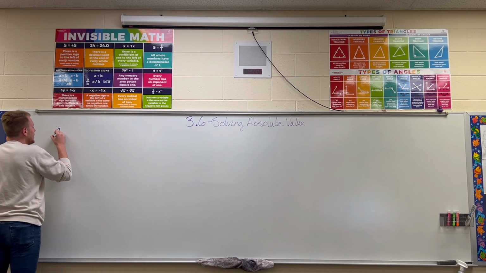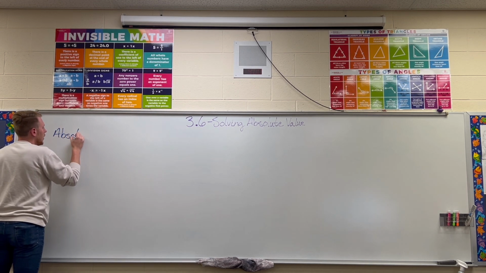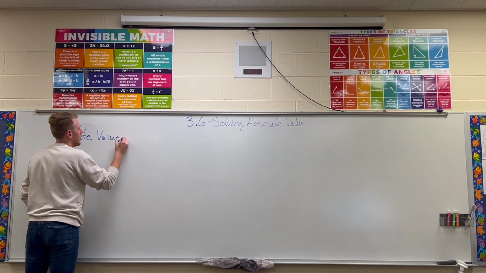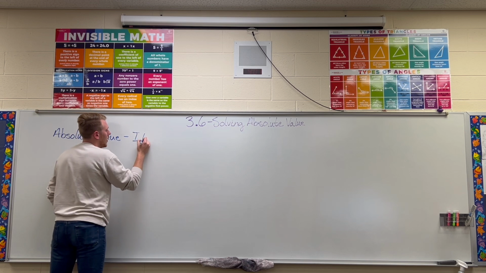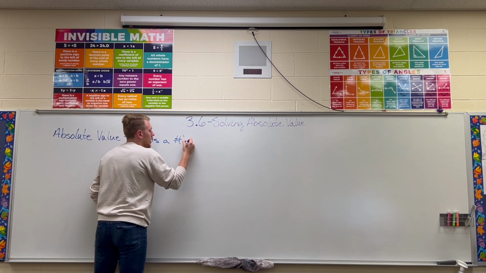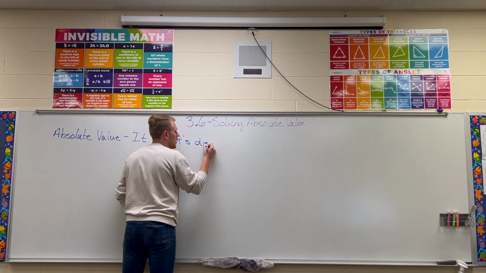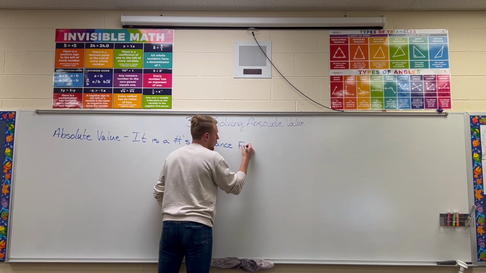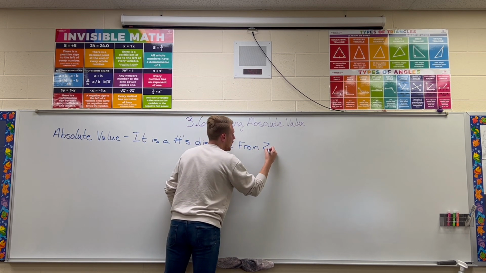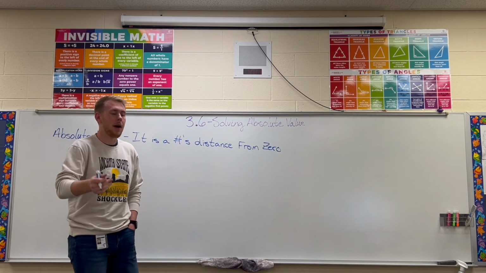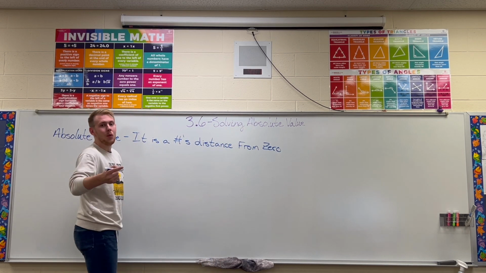The definition of absolute value: it is a number's distance from zero. Okay, a number's distance from zero. That is absolute value.